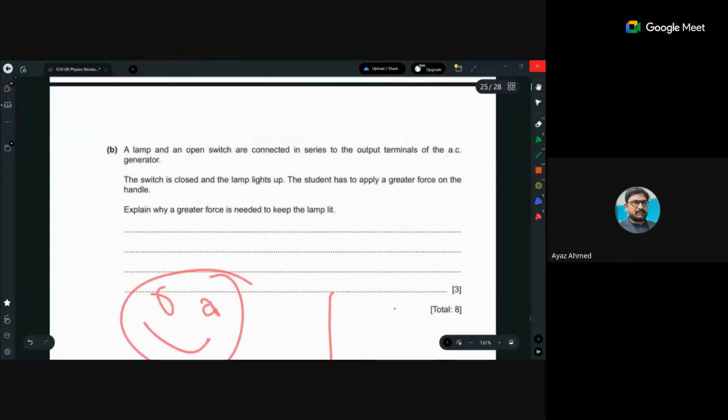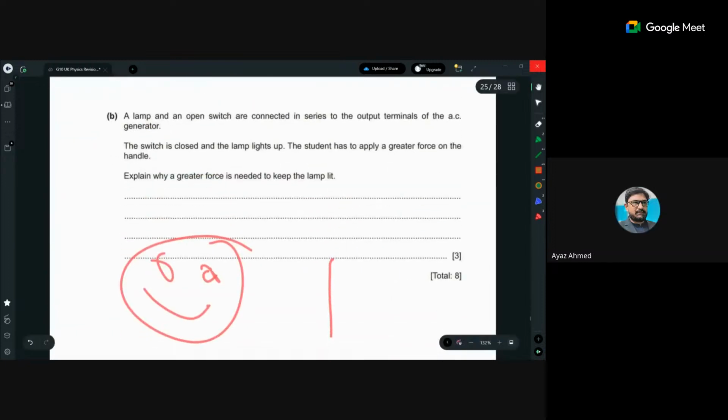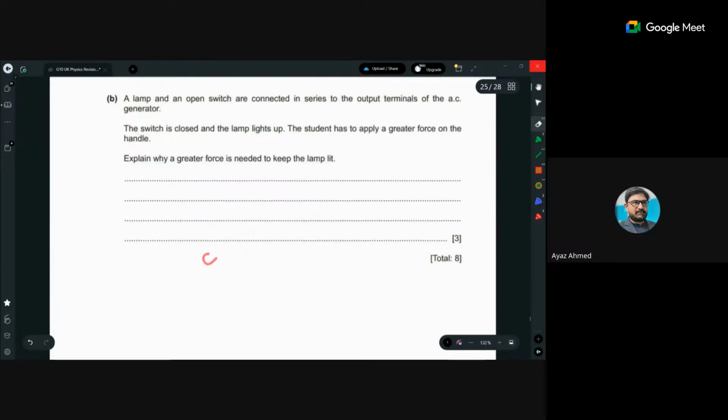Okay, go back to this question. A lamp and an open switch are connected in series to the output terminals of the AC generator. The switch is closed and the lamp lights up. The student has to apply greater force on the handle. Oh, what a question! Perfect question. After a long, long time, I have seen this favorite question of mine.